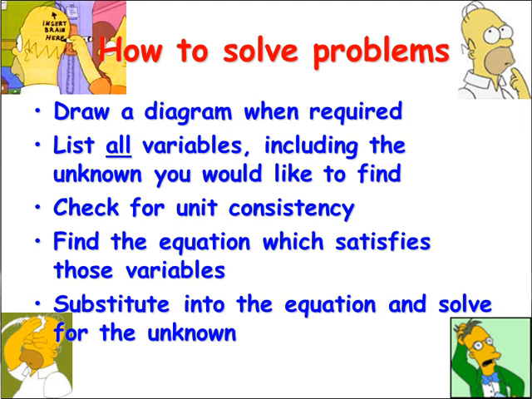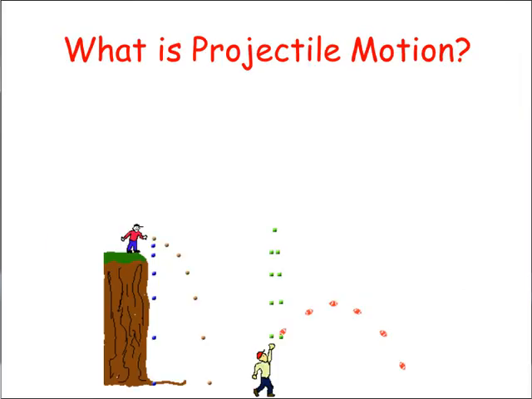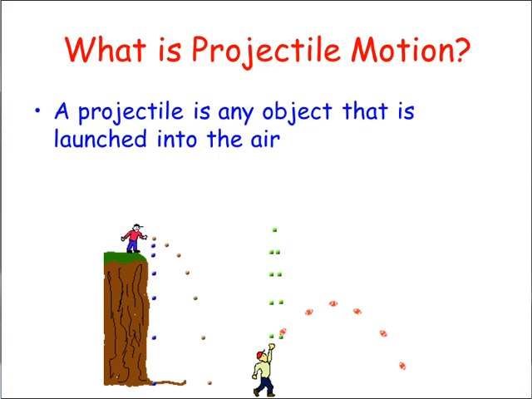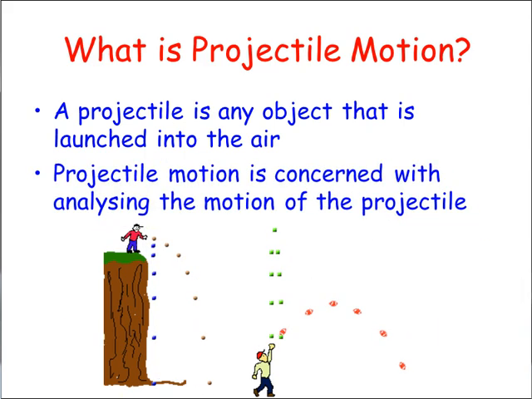The first thing that I mentioned was that we're going to be looking at projectiles, and this is a review of motion under gravity. So this is basically one-dimensional projectile motion. So what is a projectile? Basically it's any object that you launch into the air. And projectile motion is about the analysis of the motion that occurs.